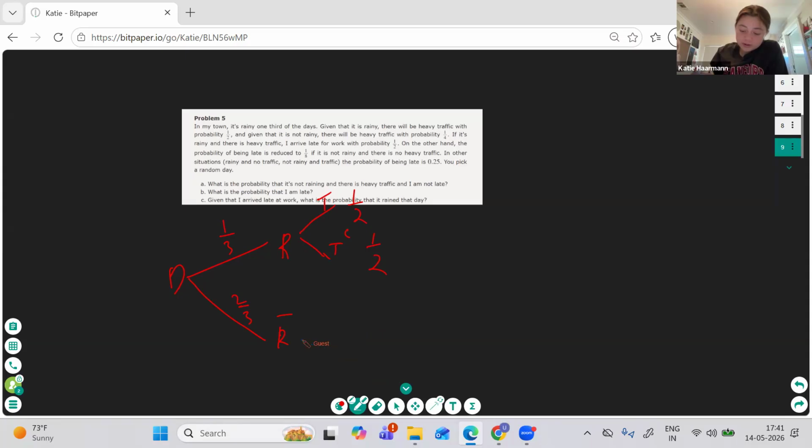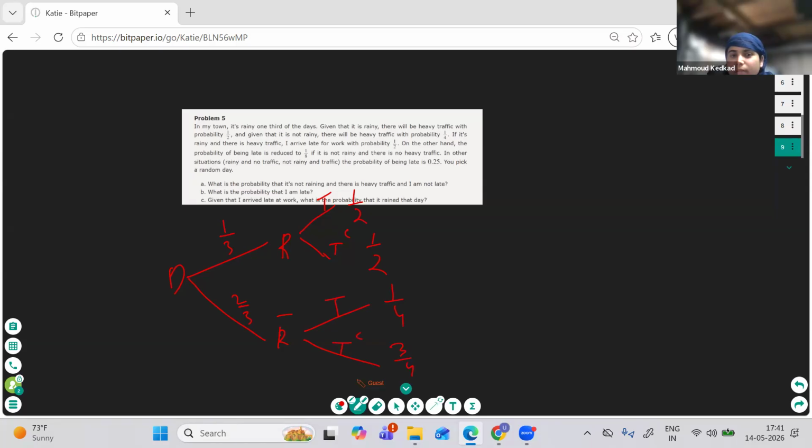It's just easier this way. And then not rainy is 2/3. And given that it's not rainy, there will be heavy traffic with probability 1/4. Not rainy and traffic, the probability is 1/4. Not rainy, no traffic, T bar, that's 3/4.